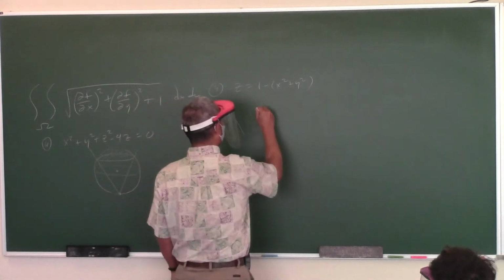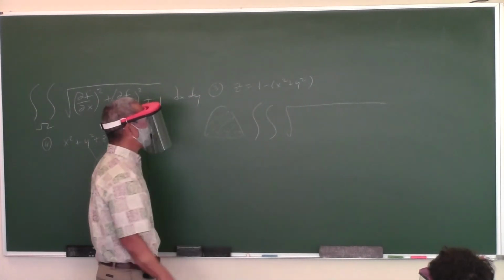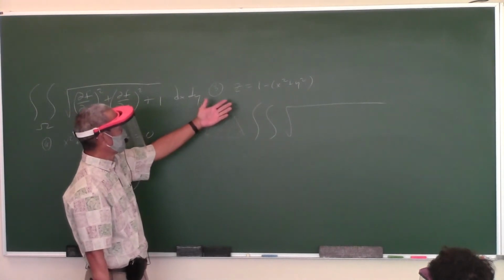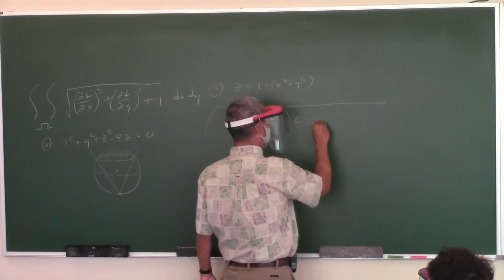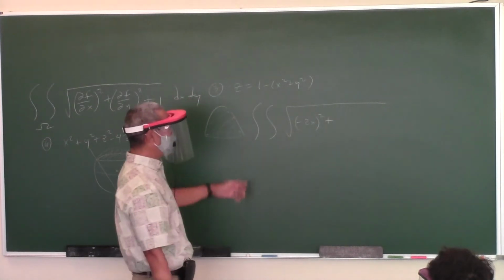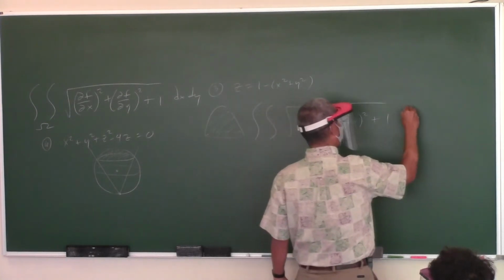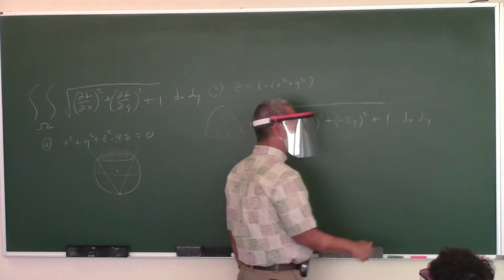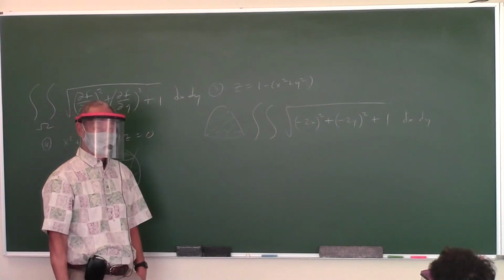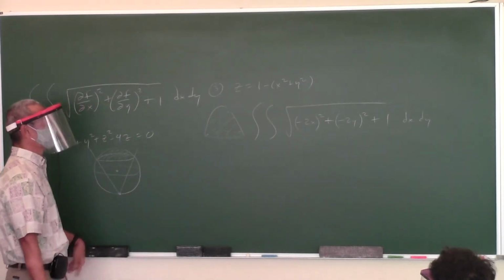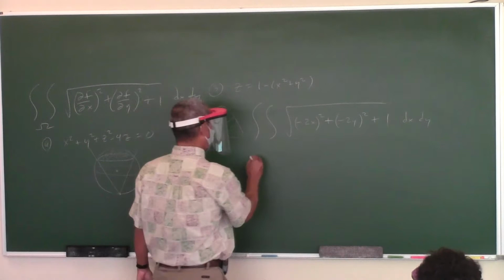Okay, so we set up the double integral, square root of... what you have to do is take the partial with respect to x. If you solve for z, what is the partial with respect to x? Negative 2x, squared, plus the partial with respect to y, negative 2y, squared, plus 1 dy dx. But now you have to decide: should I do rectangular or polar? Anytime you see the quantity x squared plus y squared, you should do polar. So we're going to do it over polar.